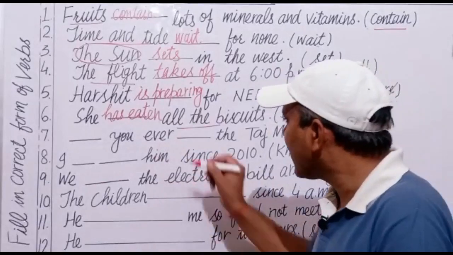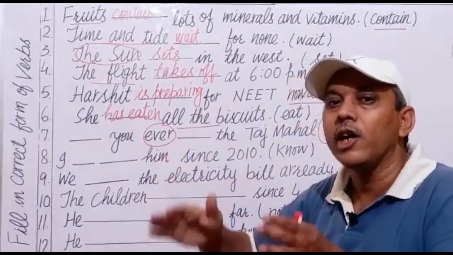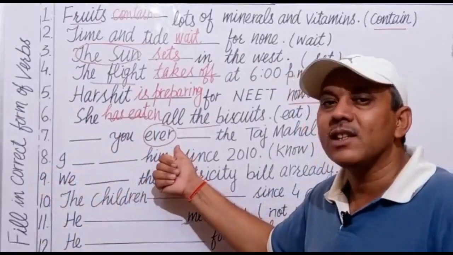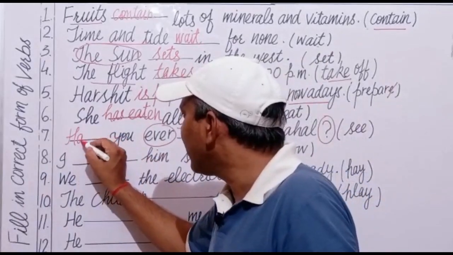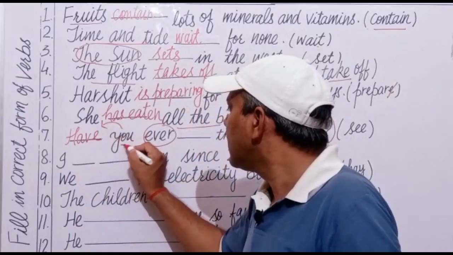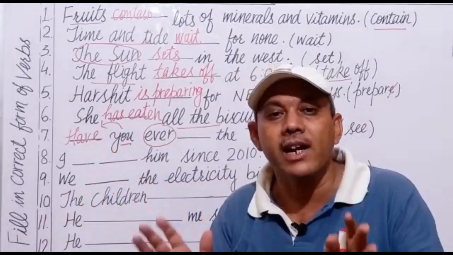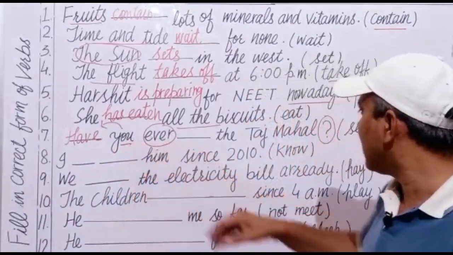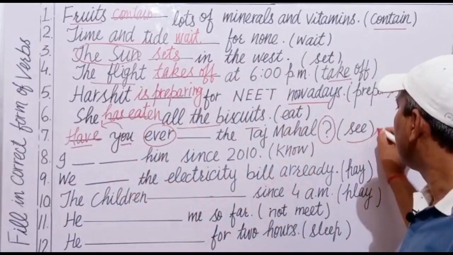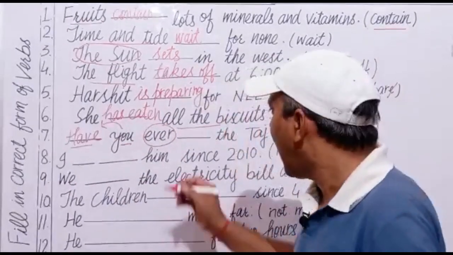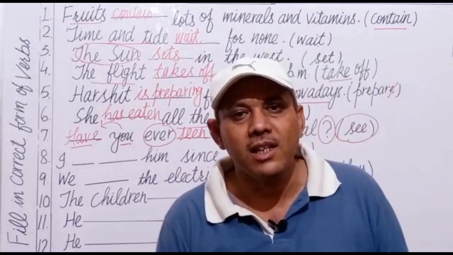Next keyword is ever. I have discussed this word: ever means in the whole life. It means this is present perfect tense. Have you: we shall use have before you, because for you and I we use have instead of has. Have you ever, and after have, in case of present perfect tense, we use the third form of verb. Have you ever seen the Taj Mahal?